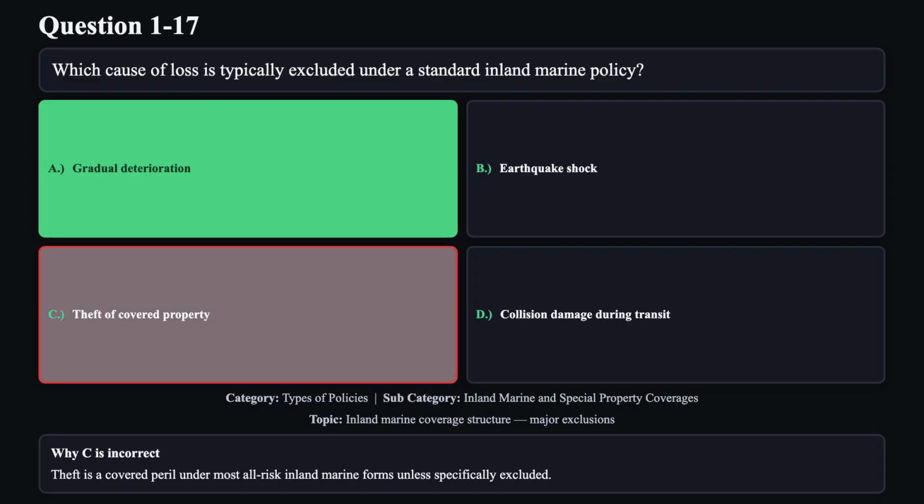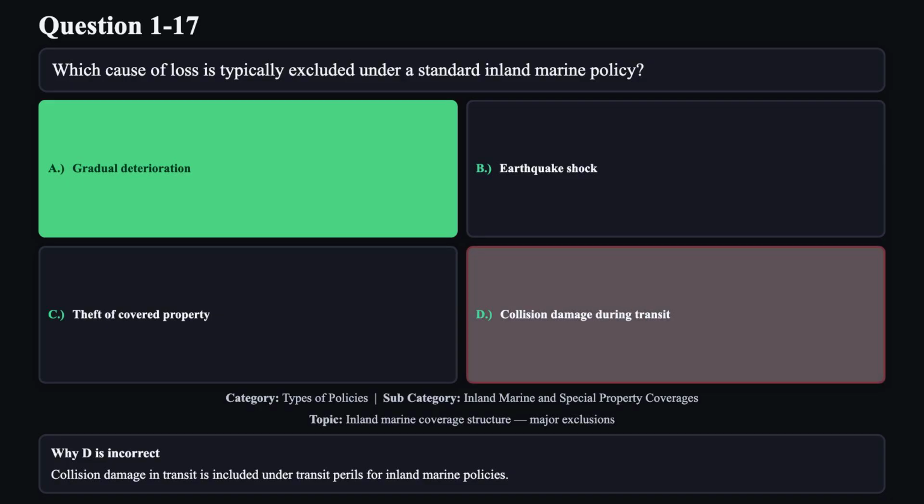Reason C is not correct. Theft is a covered peril under most all-risk inland marine forms, unless specifically excluded. Reason D is not correct. Collision damage in transit is included under transit perils for inland marine policies.